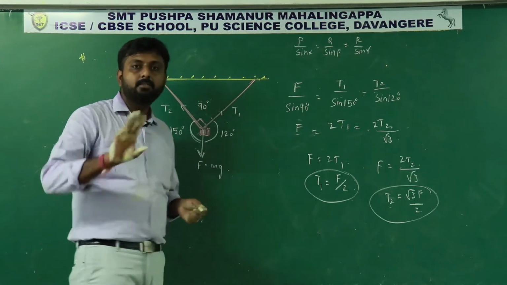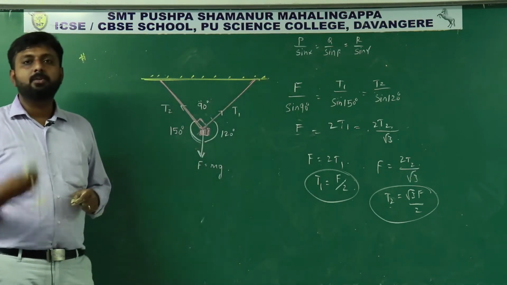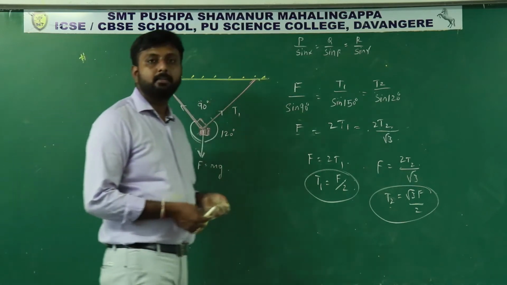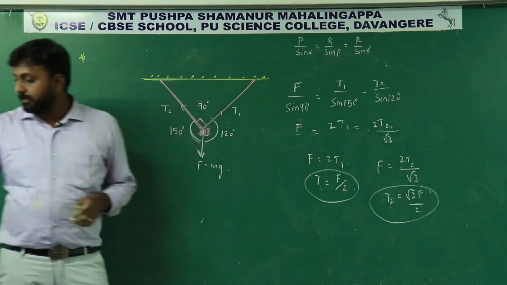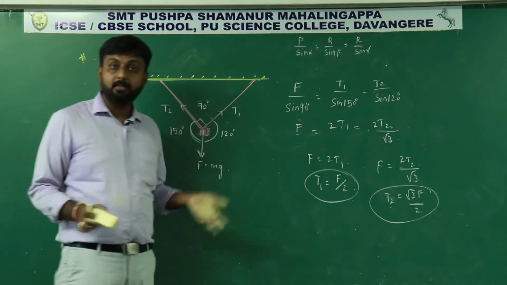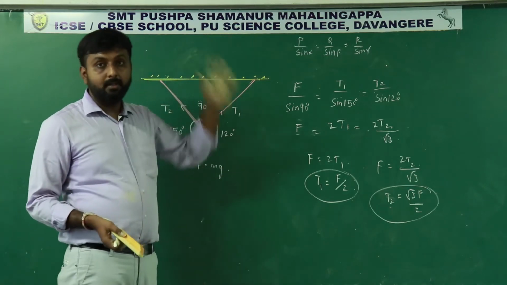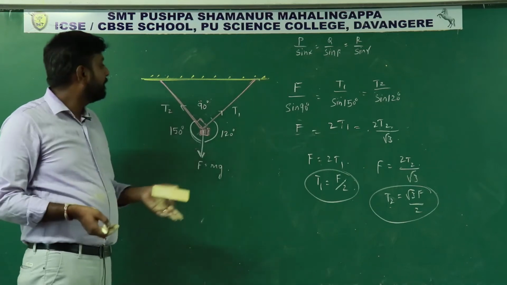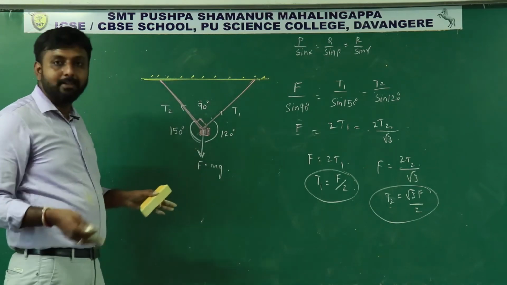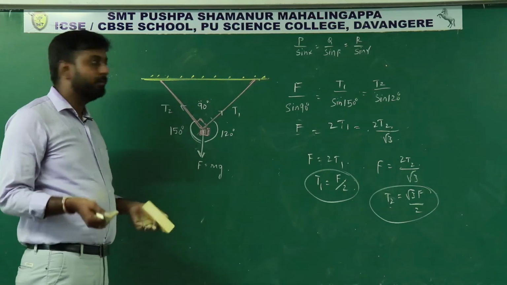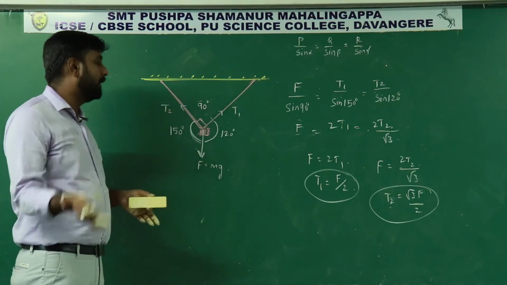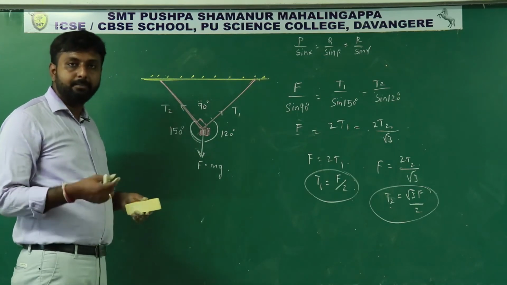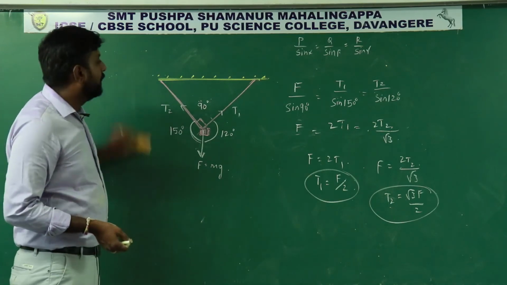So the condition is that there should be three unknown forces to apply Lami's theorem. Otherwise, there is another method by which we can solve this type of problem, but that becomes very lengthy. So in the next class I will explain how to solve it by the other method also. Choose whichever is convenient to you, and practice that method. Thank you.